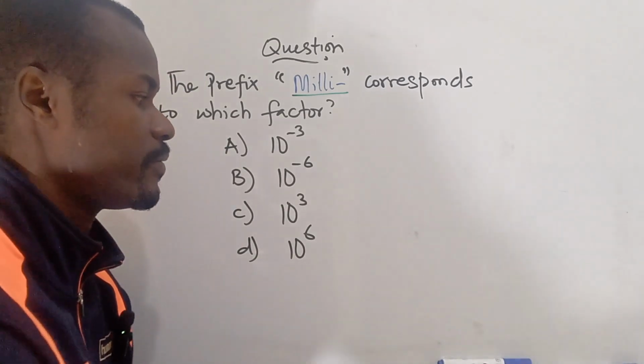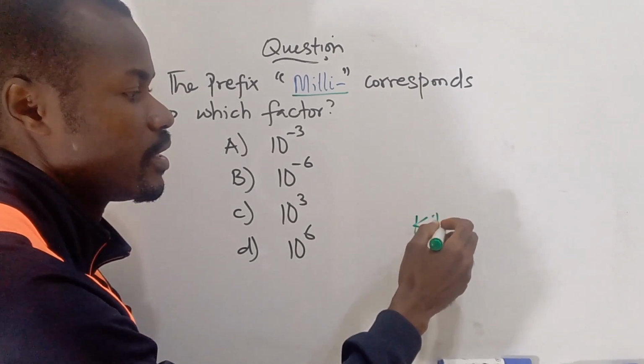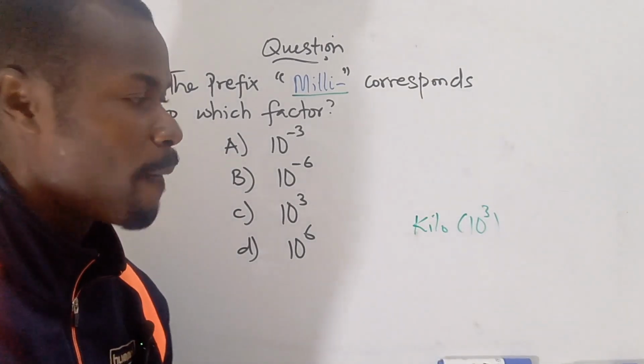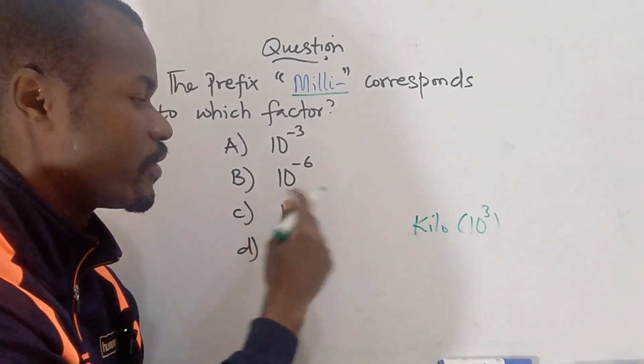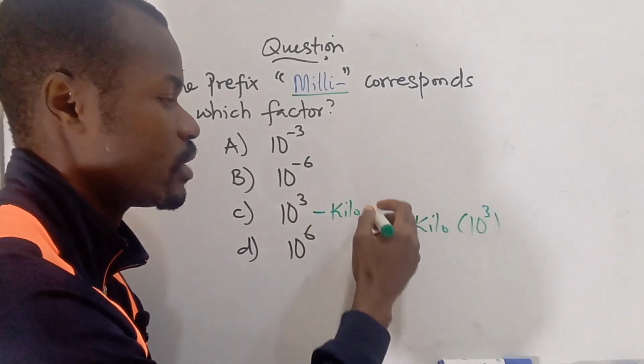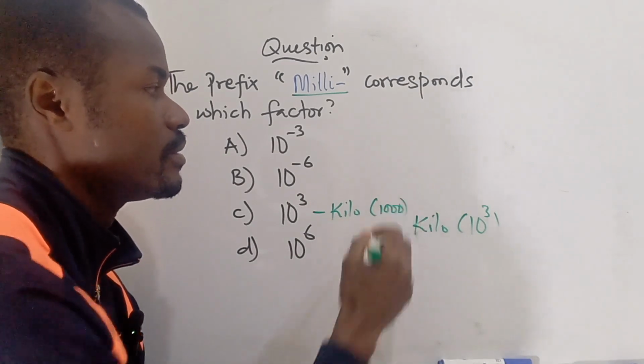Kilogram means we have kilo there, which has to do with 10 raised to the power of 3. So 10 raised to the power of 3 here represents kilo, which means a value of 1000.